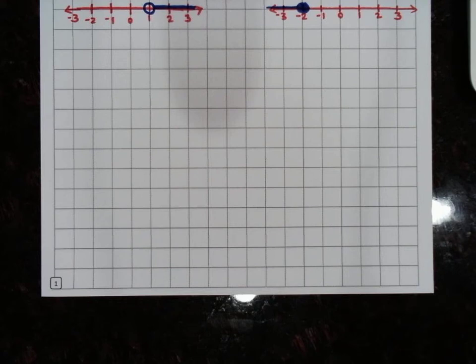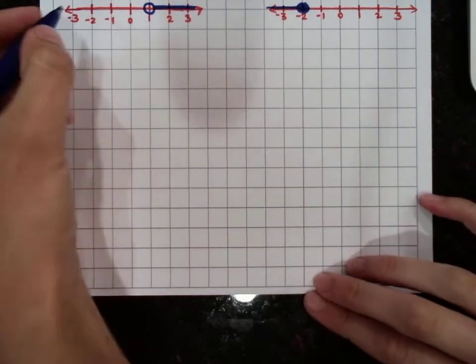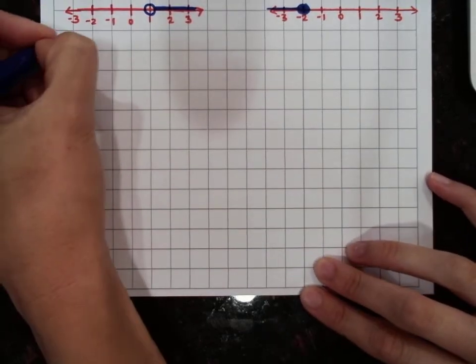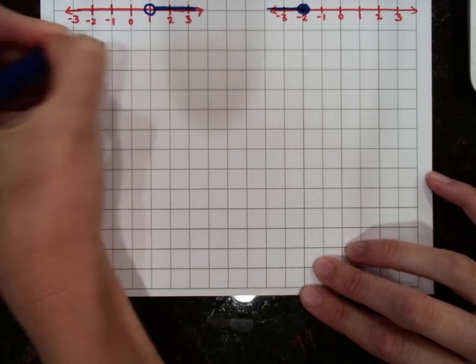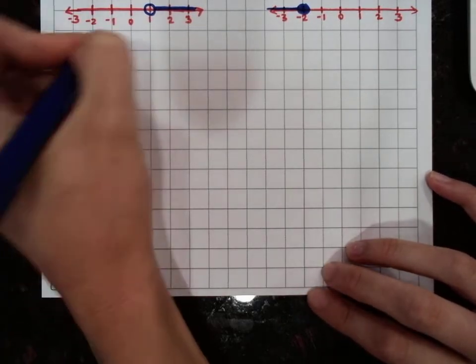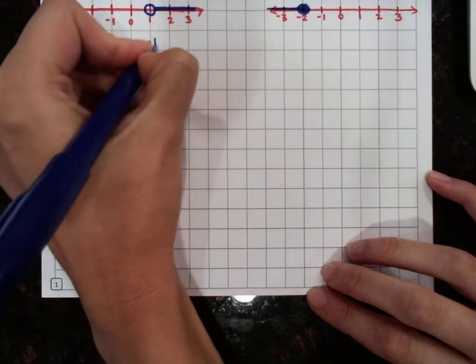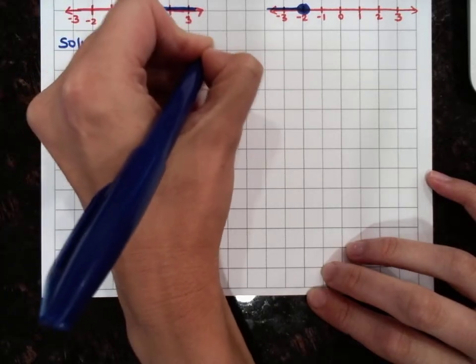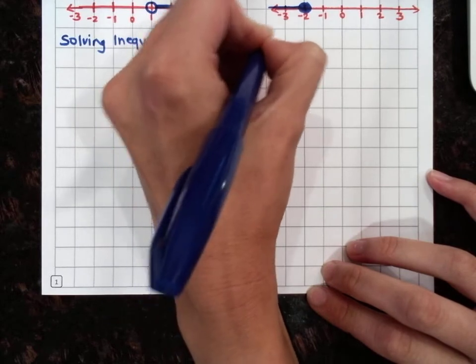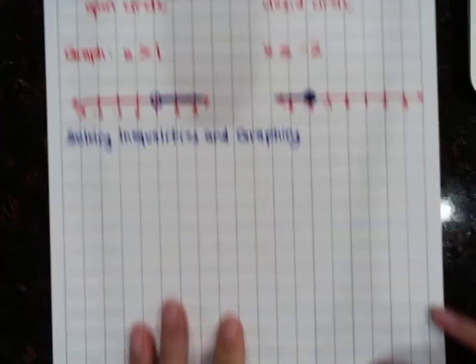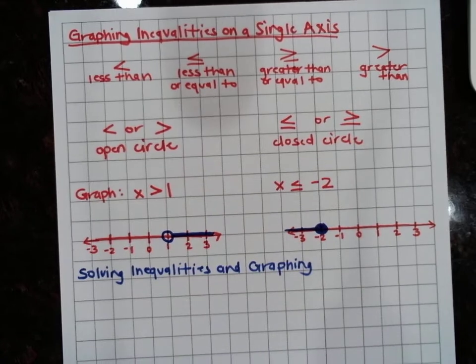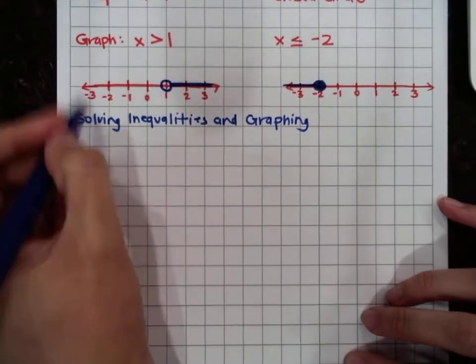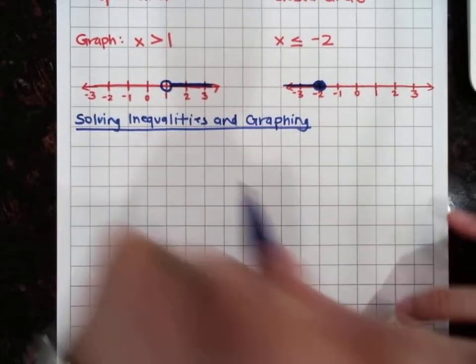Hi guys, today we are going to be building on what we just learned about graphing inequalities on a single axis. Now we are going to actually solve the inequalities and graph. So I'm going to continue on the last notes since we're building on those, so that we can reference the information up here. So, solving inequalities and graphing.